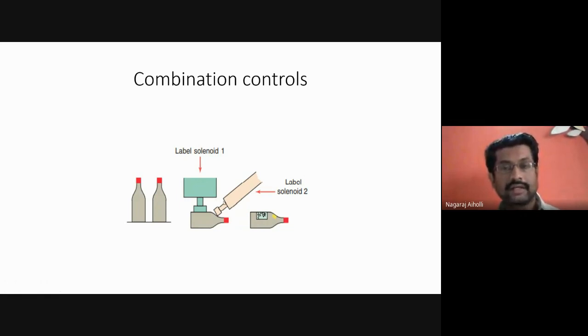Correct? Irrespective of whether label 1 is applied first or label 2 is applied first, that doesn't matter, which is applied first and which is applied second. So such a type of controlling process is called the combination control.